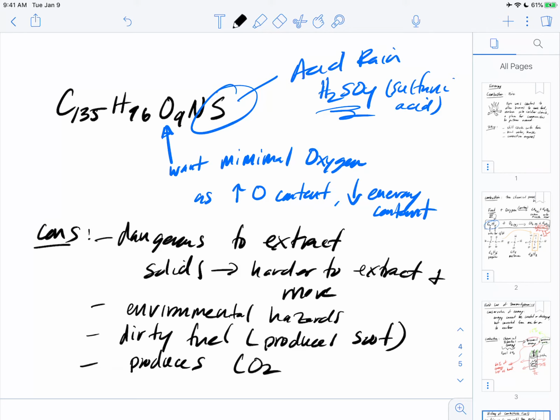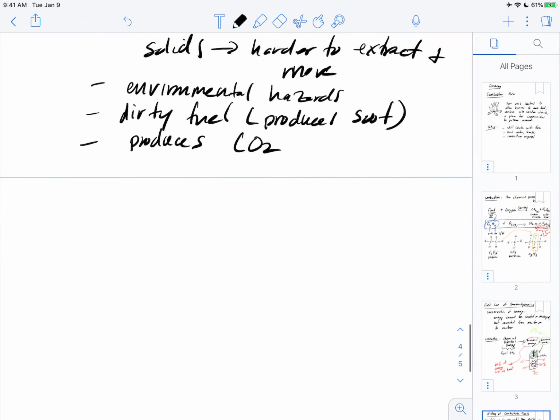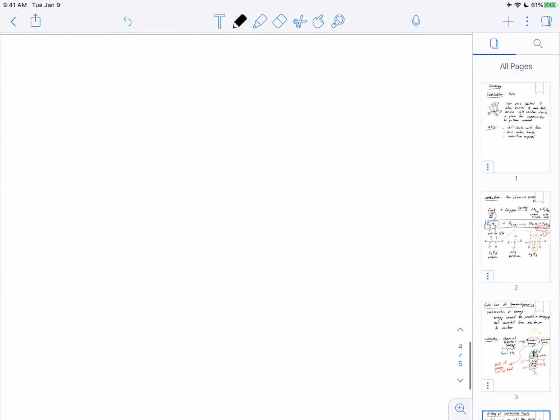So after coal came petroleum. Petroleum is basically crude oil. So crude oil means it's unrefined.